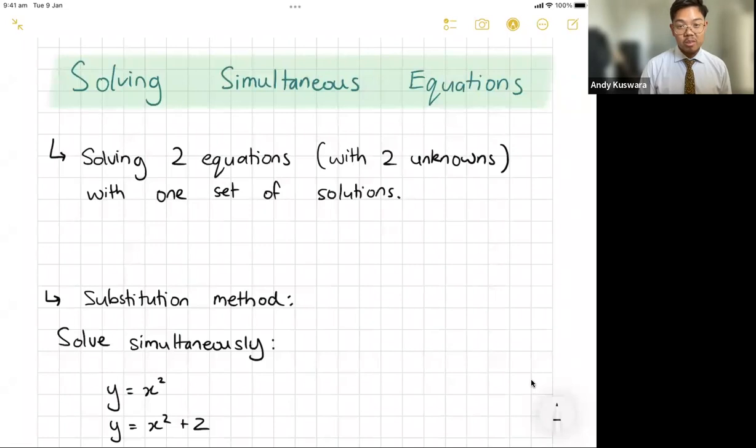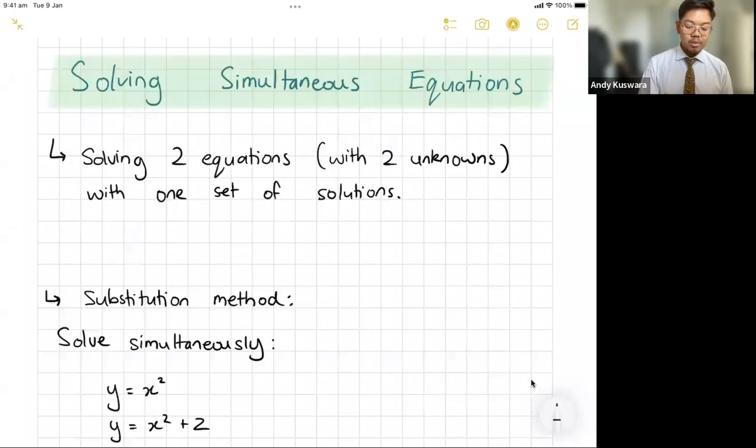If we're talking about solving a simultaneous equation, simply what that means is we're solving two equations with two unknowns with one set of solutions. Often later on, when you're drawing lines, it's the intersection point, so we'll often call this the point of intersection. But for now, whenever you see two equations with two unknowns, simultaneous is the method that we use to solve this set of equations.